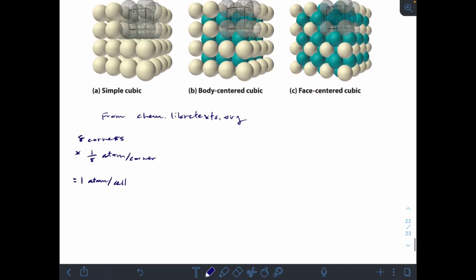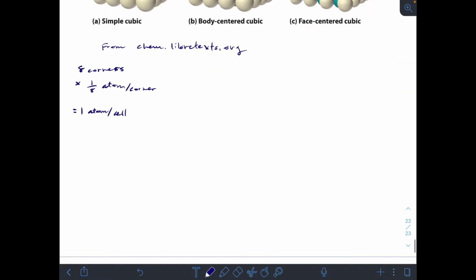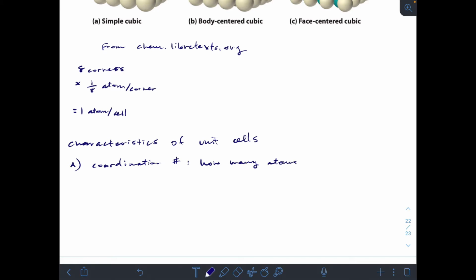Right, now we'll come back to this in just a moment, but we want to talk about some basic characteristics of unit cells. All right, the first is coordination number. Right, and the coordination number tells us how many atoms touch one atom in the lattice.